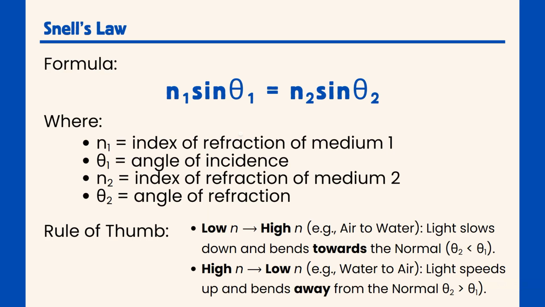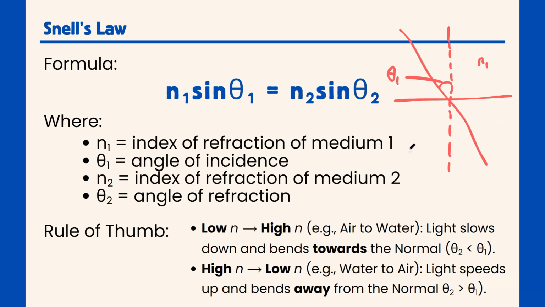The formula for Snell's law is n1 times sine theta 1 is equal to n2 times sine theta 2, wherein n1 is the index of refraction of medium 1. So we can draw here. This is our n1, a material. Then for the angle of incidence, we can draw the normal line, and the angle formed between the light and this normal line is called our angle of incidence.